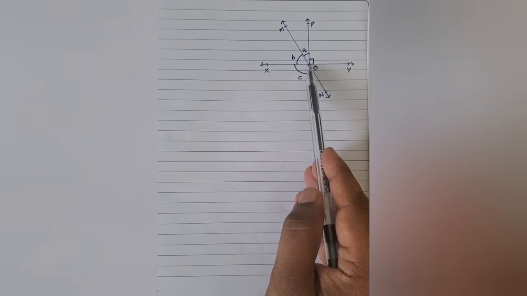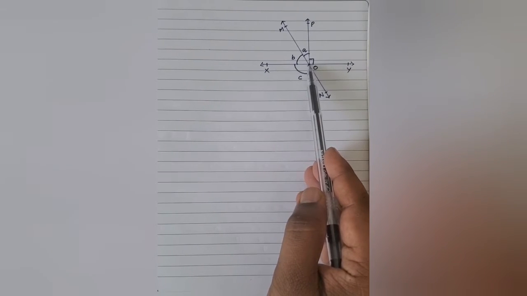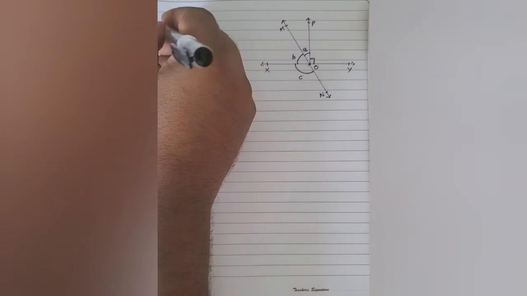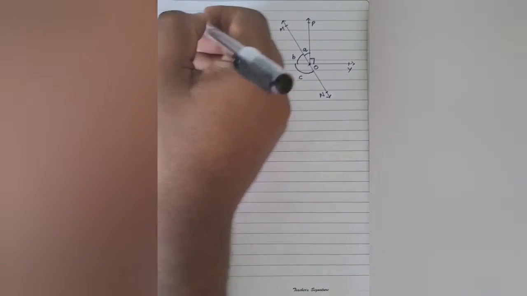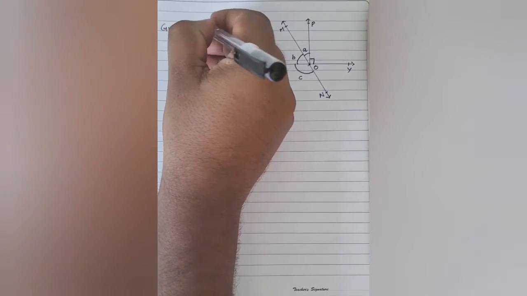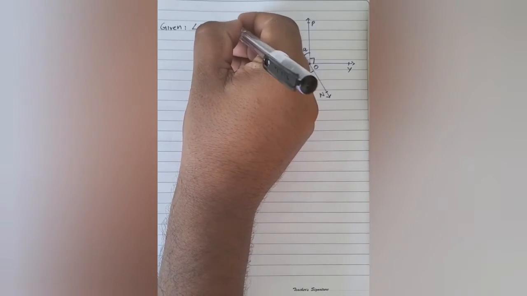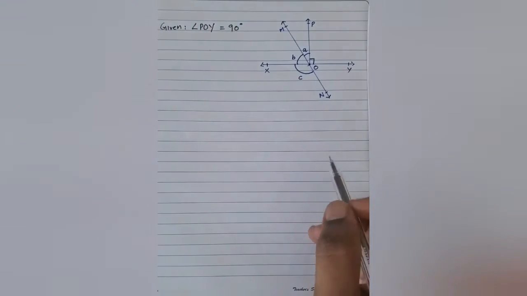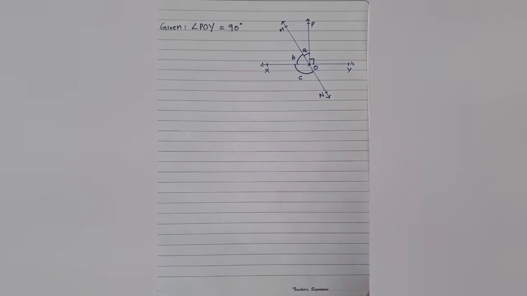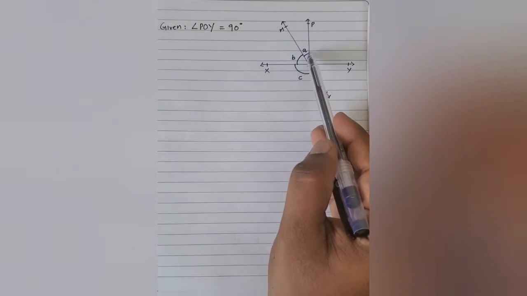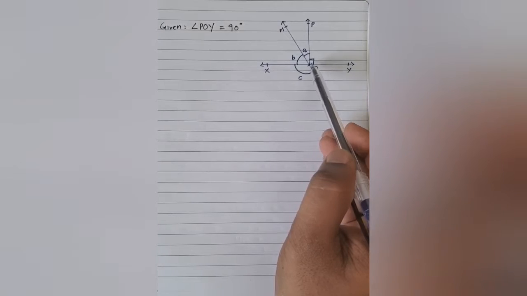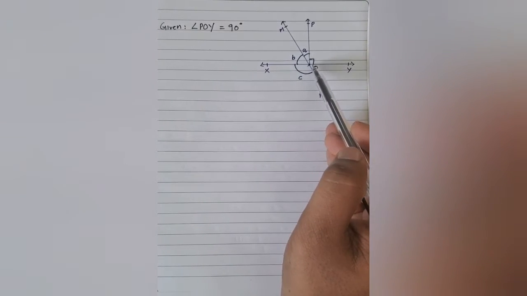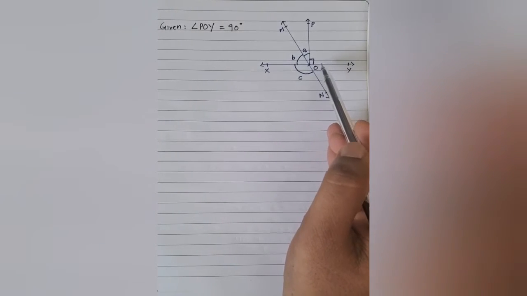What is the other given data? They say that angle POY is equal to 90 degrees. So where is our angle POY in the figure? Here it is. This angle, angle POY, which is also mentioned in the question, is equal to 90 degrees. What else is given?